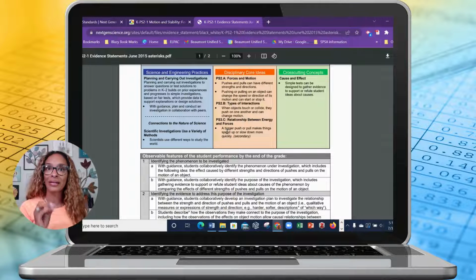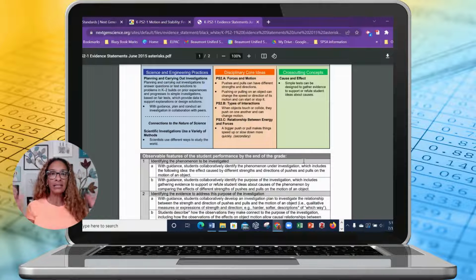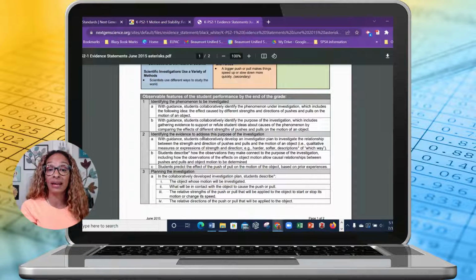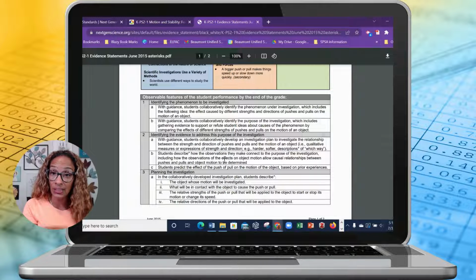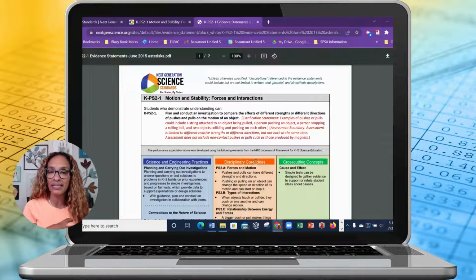Now it's giving you a rubric and expectation of what students need to know by the end. So observable features of the student performance by the end of the grade, not in a specific time frame. So it's not telling you when the student will understand this and how long it will take. And there's this idea that you teach science and engineering in isolation, but when you fully integrate them, it goes into a student's long-term memory. And notice that it says identify the phenomenon to be investigated. Then it tells you identify the evidence to address the purpose of the investigation and then plan the investigation. And while this seems overwhelming, if you take a step back, you can plan it.